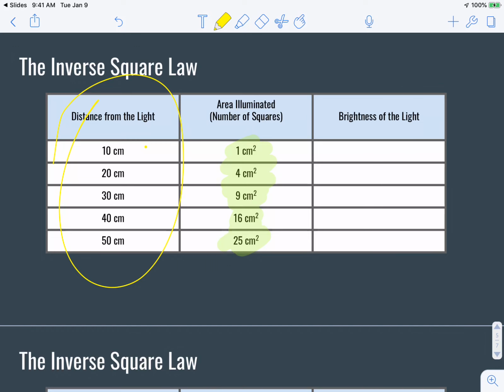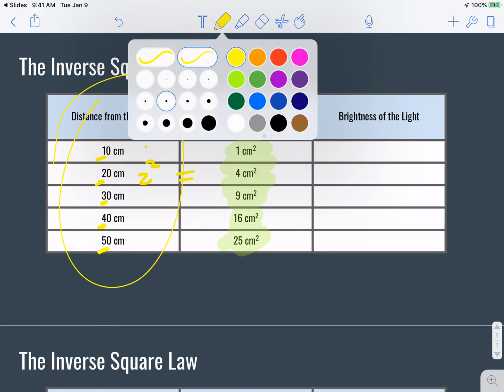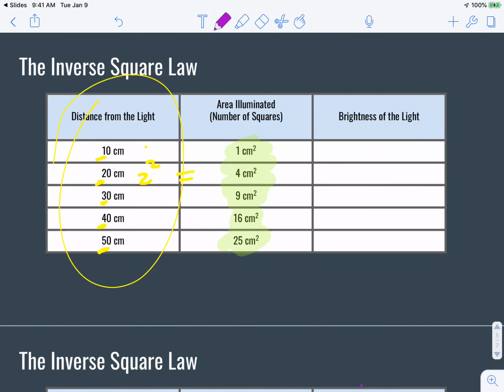So here's where the square comes in. Notice how we have 50, 40, 30, 20, 10. If you take that first number, 2 squared equals 4. 3 squared equals 9. 4 squared equals 16. And 5 squared equals 25.